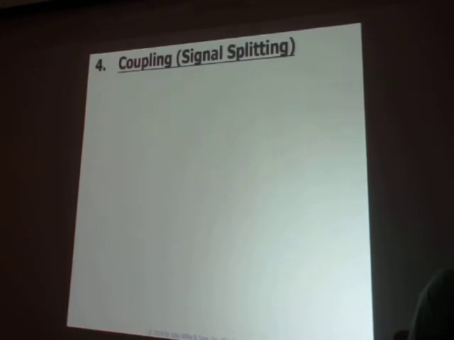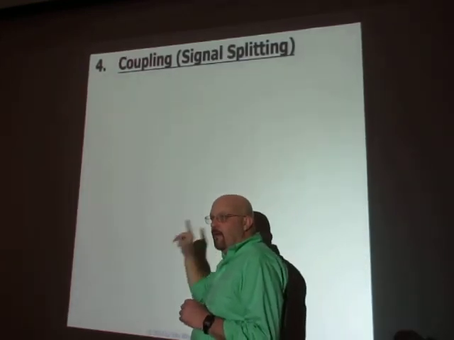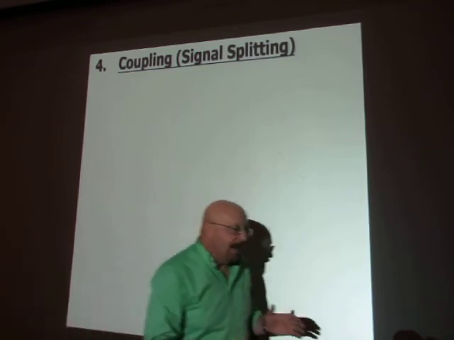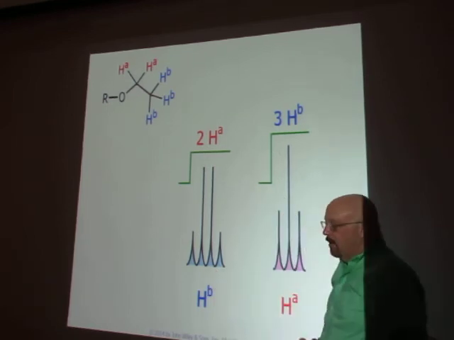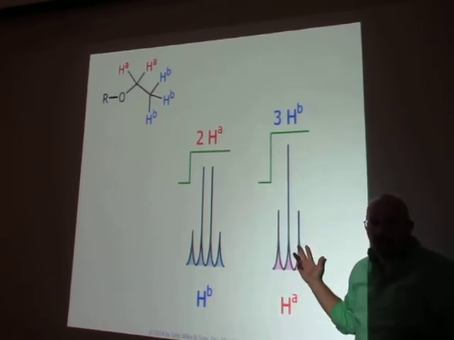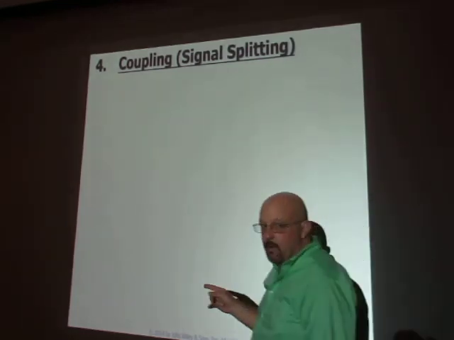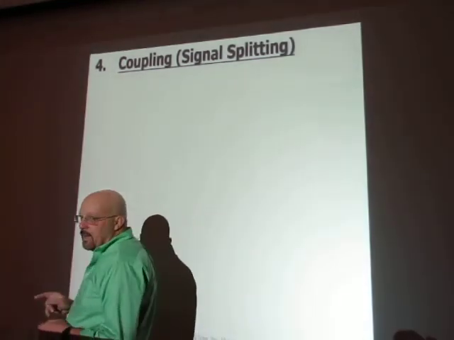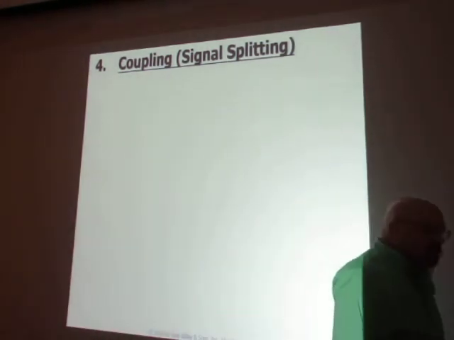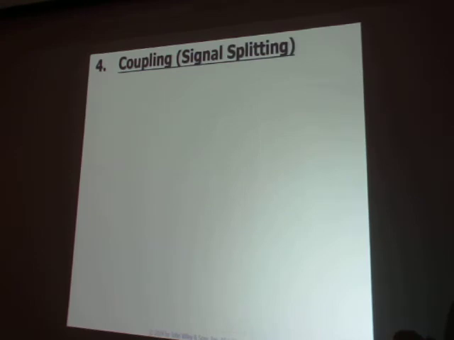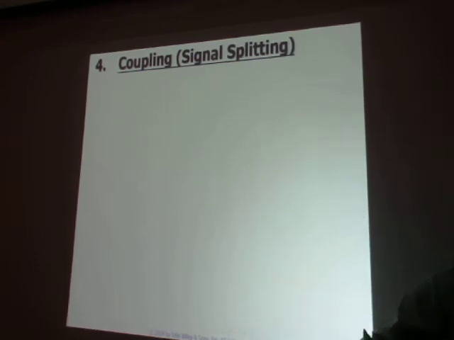So that leads us into the next topic. We're going to look at this splitting of the lines. So this back here had 2 signals, but each signal is split into several lines. And the splitting is due to your neighbor. Your neighbor does the splitting. It's called coupling or signal splitting. It means the same thing. You can call it coupling. It couples to the neighbor, or it splits the neighbor.